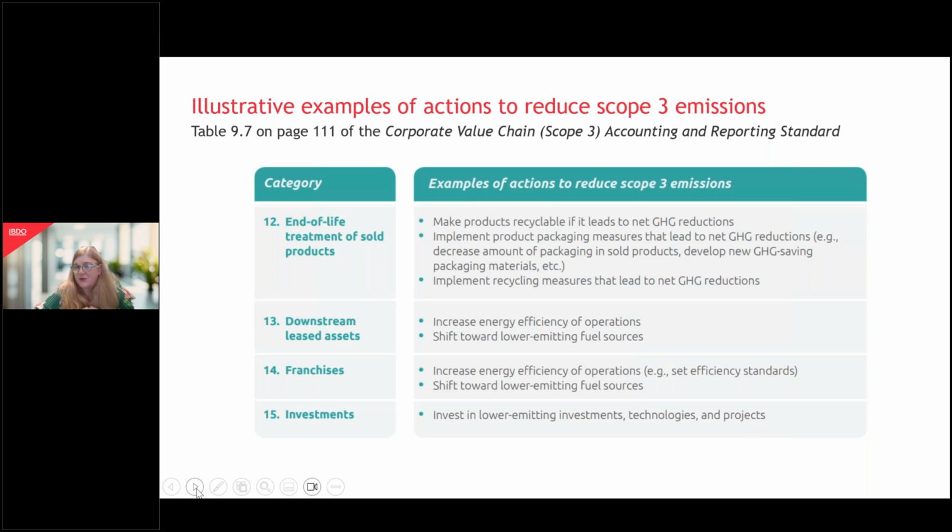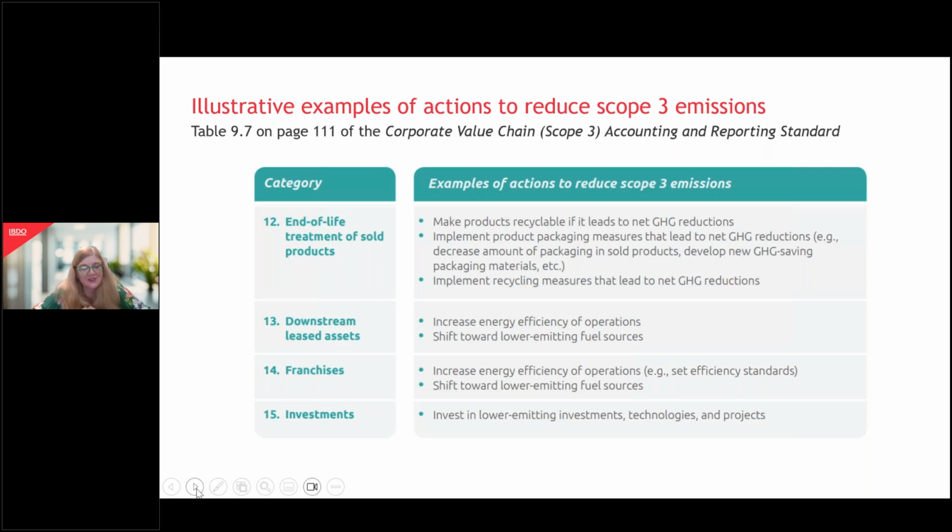End of life treatment. Make products recyclable if it leads to net GHG reduction. So at the end of the life of your product, it doesn't go to landfill, it can be recycled. And how do we make that easy for customers? Packaging, implement product packaging measures that lead to reductions, implement recycling measures. So end of life treatment, very important.